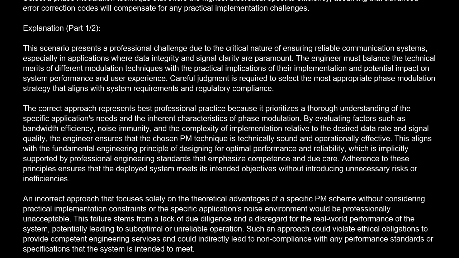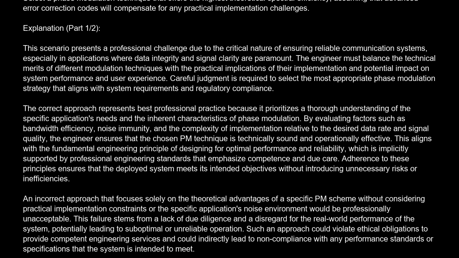The correct approach represents best professional practice because it prioritizes a thorough understanding of the specific application's needs and the inherent characteristics of phase modulation. By evaluating factors such as bandwidth efficiency, noise immunity, and the complexity of implementation relative to the desired data rate and signal quality, the engineer ensures that the chosen PM technique is technically sound and operationally effective.